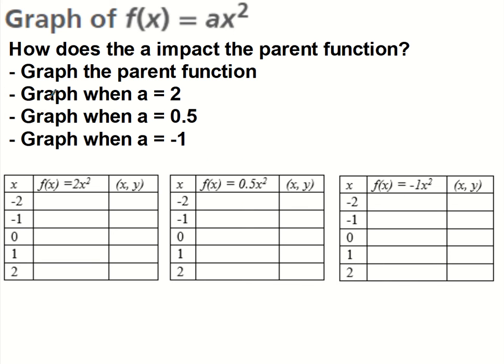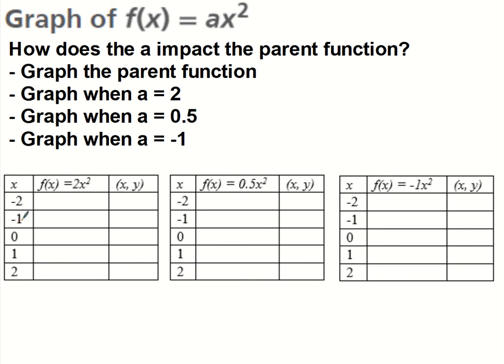Okay, we're going to see what happens when I change a value in front of the parent function. So how is this going to impact it? What happens when I have the a value in the front? What happens if I put a 2 there? What happens if I put a 0.5 there? What happens if I put a -1 there? So we're going to complete our table, and we're going to graph all of these on the same coordinate plane.